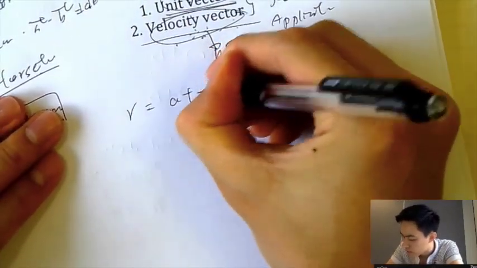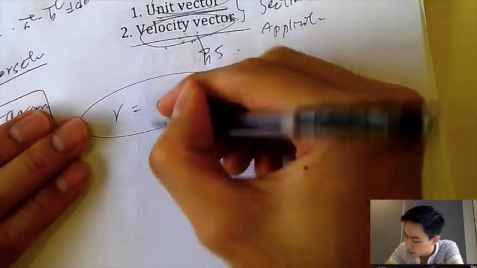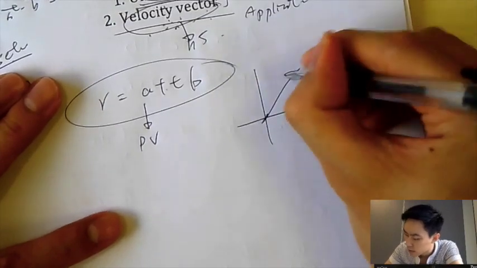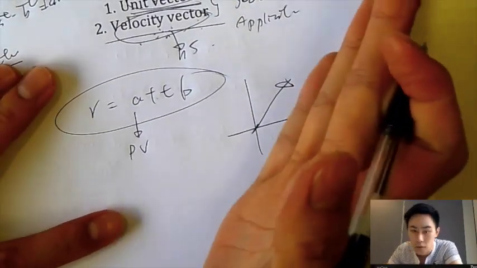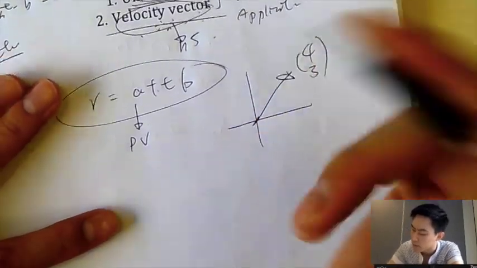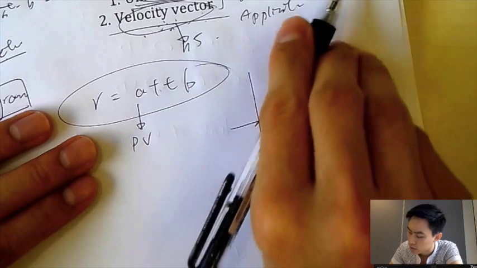So r equals a plus tb, right? You know this one is the standard vector equation. a means the position vector, so it means one point on the vector line. Vector means a line with an arrow, a line with a direction. So this one, let's say (4, 3), pointing this way. This is the position vector. It's just one point on the vector line, right?